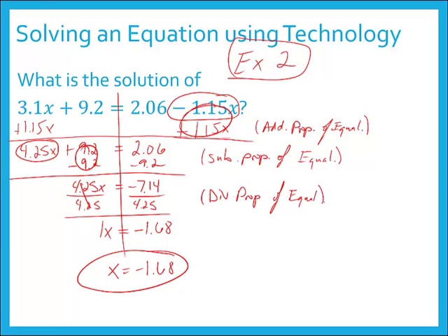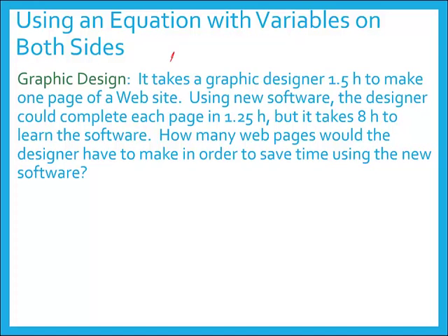Okay, and then finally, last example, example 3, is a word problem. So it takes a graphic designer 1.5 hours to make one page of a website. Using a new software, the designer could complete each page in 1.25 hours, but it takes 8 hours to learn the software. How many web pages would the designer have to make in order to save time using the new software? So pretty much with these types of equations where you have a variable on each side, I just say it like this.